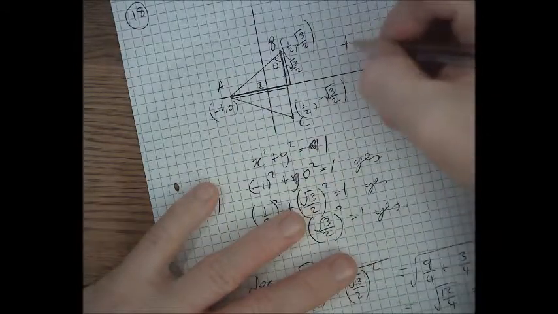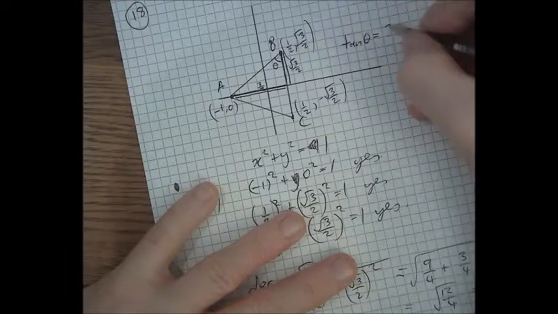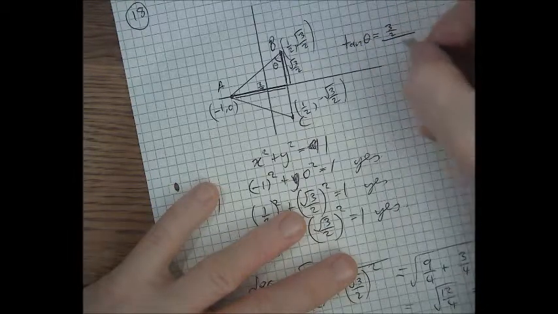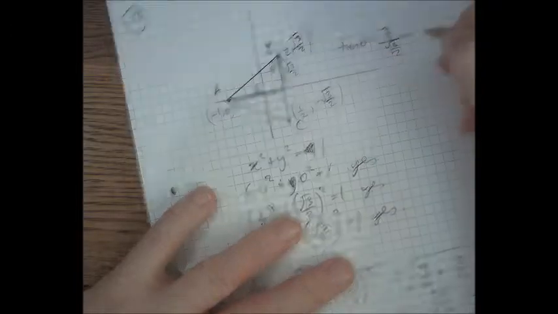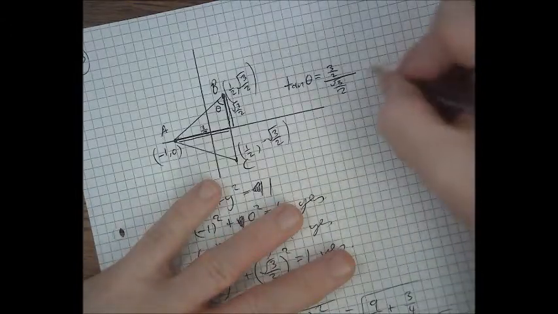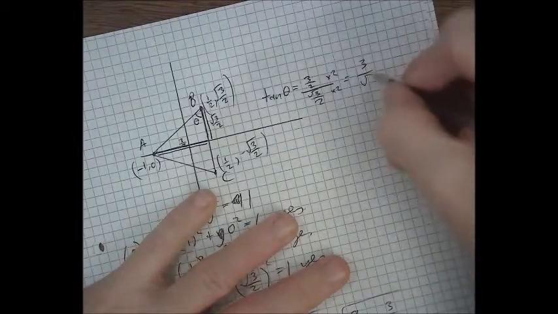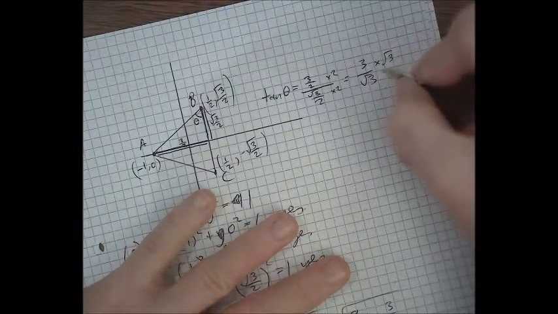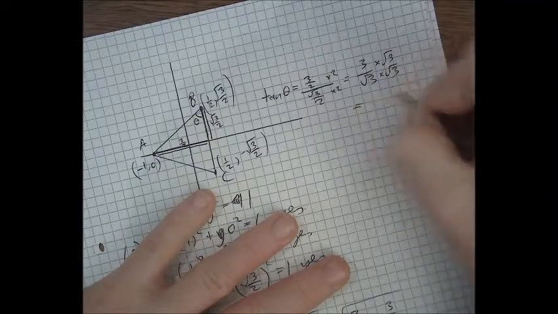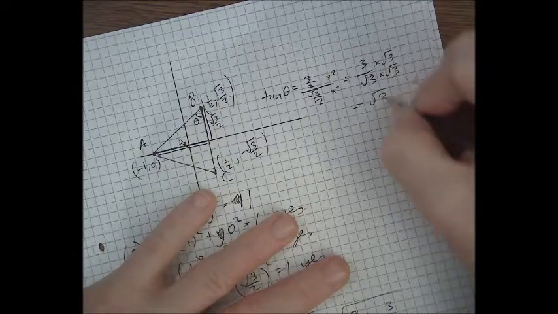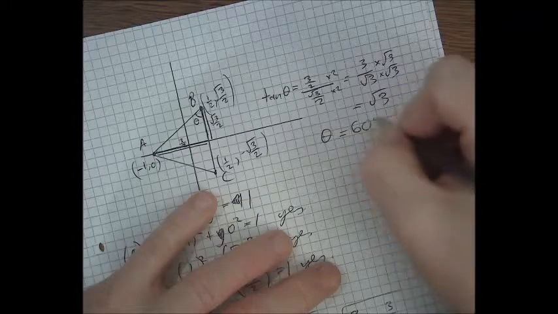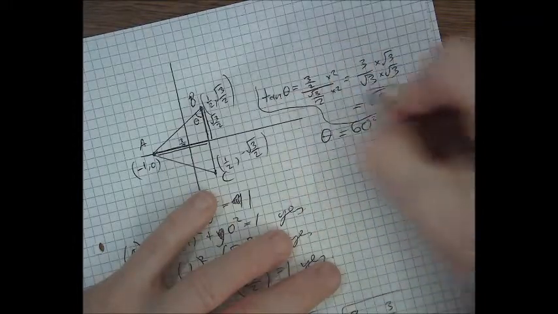So tan theta is equal to the opposite over the adjacent, which is times top and bottom by 2. 3 over root 3. Rationalize the denominator. You get root 3, which tells me that theta is 60. That's one of the ones which you're just supposed to know off by heart.